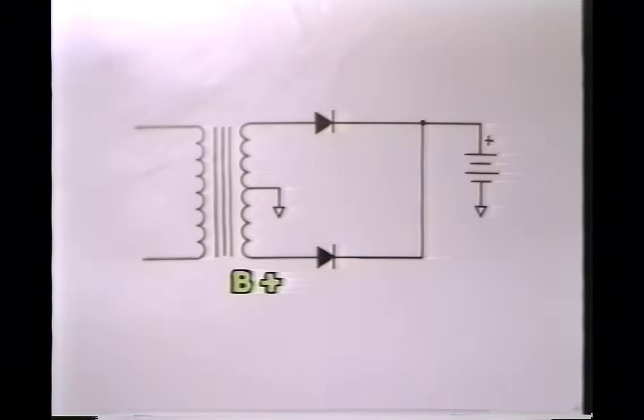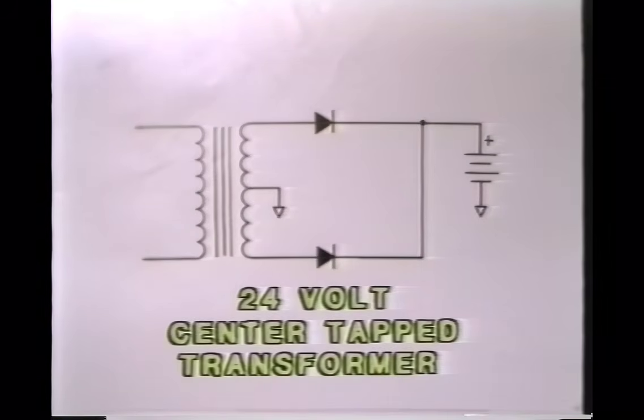By using only 1/2 of the transformer secondary at a time, the output voltage of the full-wave center tap power supply will be 1/2 of the voltage of the entire transformer secondary. So in this case, if we wanted to charge a 12-volt automobile battery, we would have to use a 24-volt center-tapped transformer.